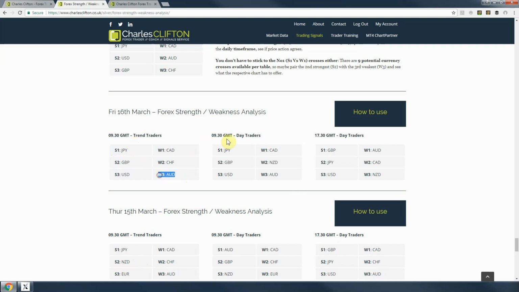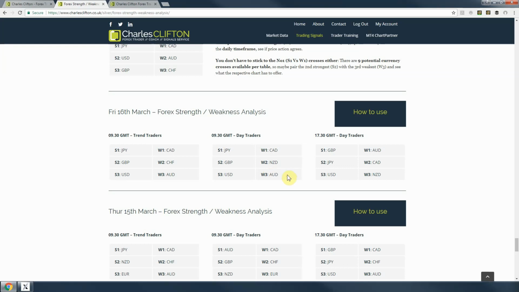Aussie dollar. Take a look over here. Also published at 9:30 in the morning is our day trading table. You'll see immediately that the pound is also the second strongest there, and the Aussie dollar is also the third weakest there. What we have here is, it really is the golden bullet. It's called confluence, guys. You're looking for two reasons to get into a trade. We've got confirmation here of the same pair being strong and weak on two different studies at exactly the same time.